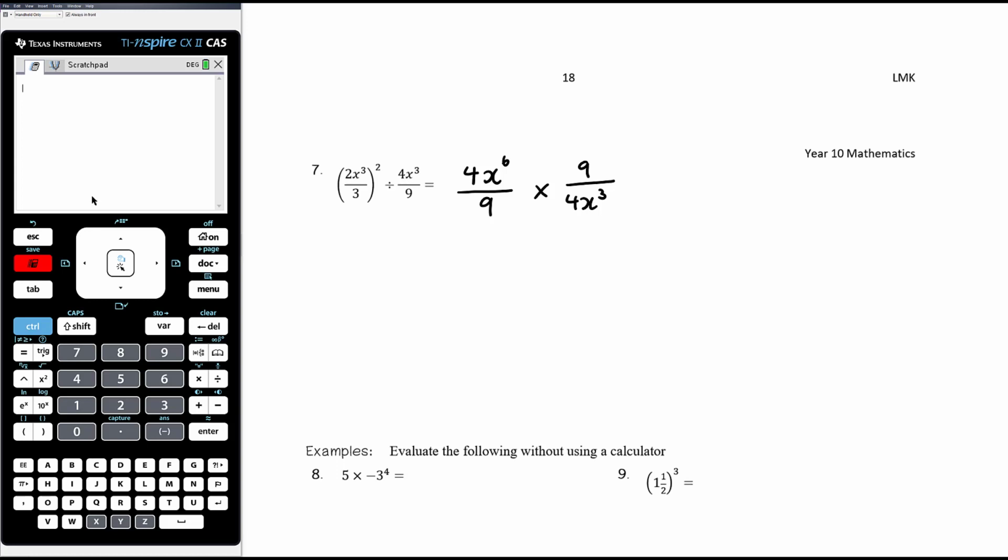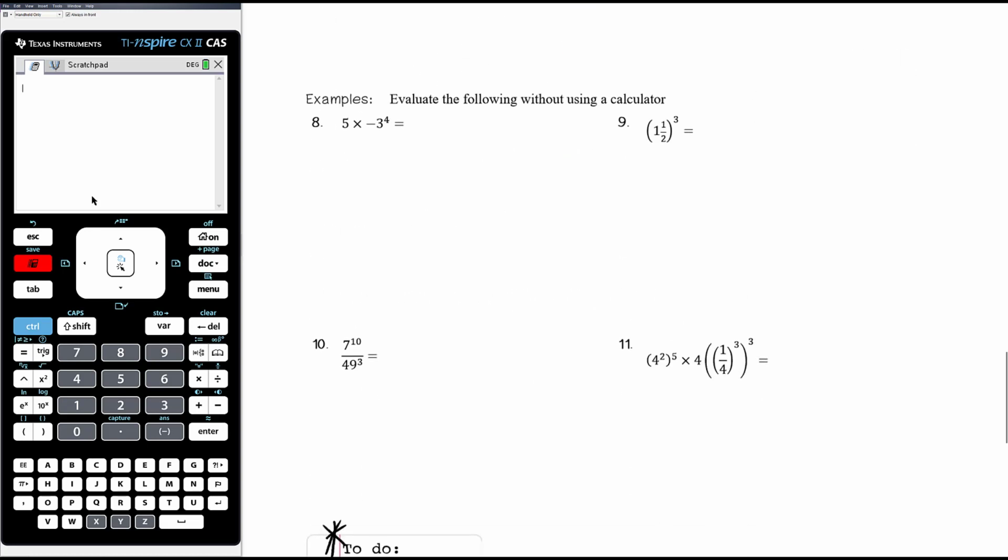Okay, I might do some cross cancelling of the numbers. So I'm going to have 4 and 4 cancel down, and 9 and 9 cancel down, so that's all very neat. So on the numerator I've got 1 times x to the power of 6, on the denominator I've got 1 times x to the power of 3, and then I'm going to subtract my exponents because I'm dividing powers with the same base, so x to the 6 divided by x cubed is x to the power of 6 minus 3, which is x to the power of 3.